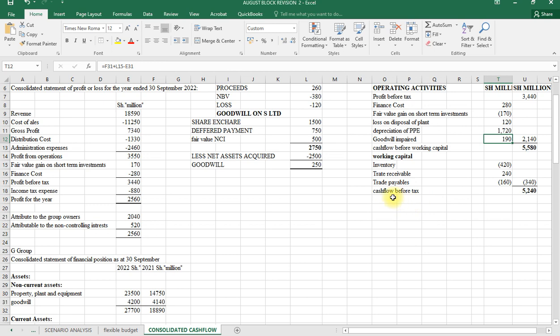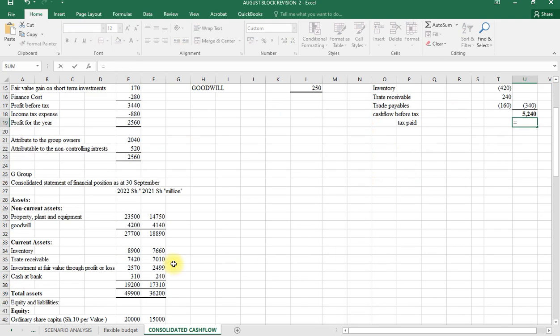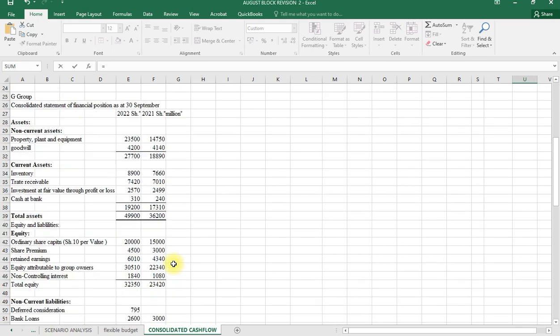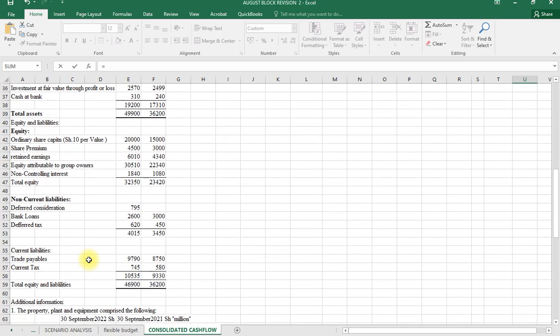We'll go to tax, the tax paid, and for the tax paid, we have both the deferred and the current. So at the beginning we have the deferred tax of these.